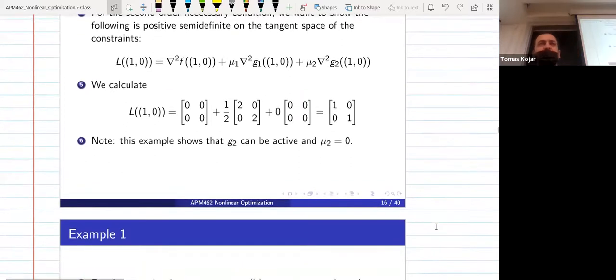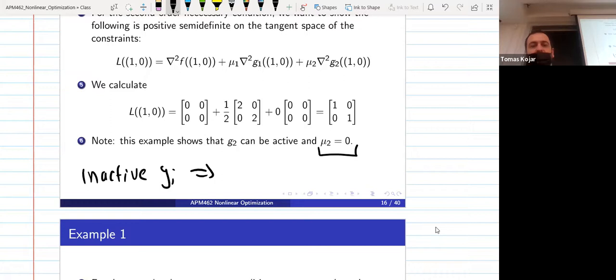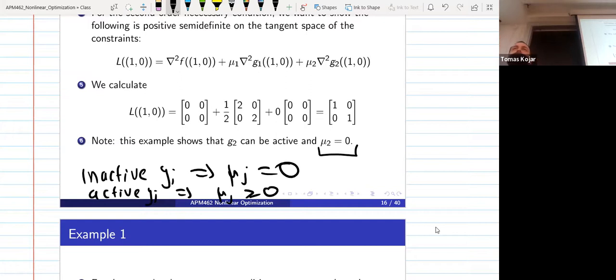Oh, I see. Yeah, so they're both active, yet it happened that the Lagrange multiplier is 0. We never said that active implies non-zero. Yeah, that's a good point. Just to remind you, inactive Gj implies mu j is 0. Active Gj just says that mu j can be non-zero. It doesn't say that it has to be strictly positive. Okay, good. That's all. It's a comment.